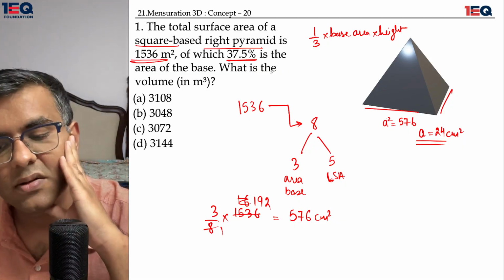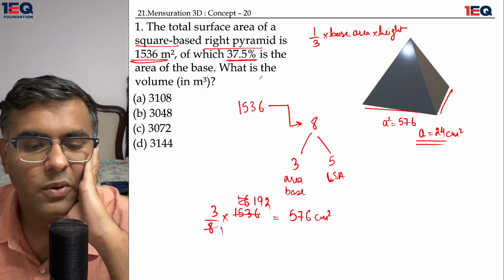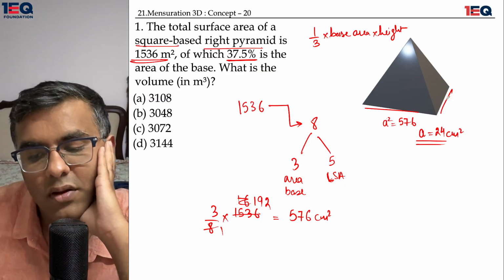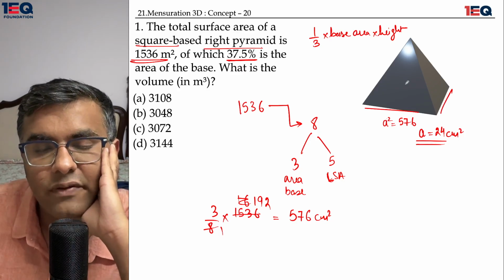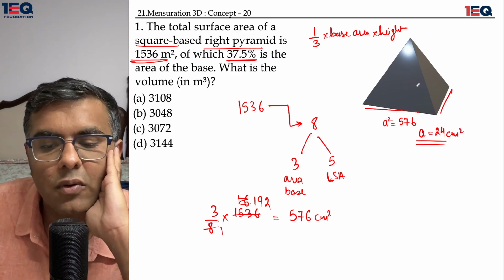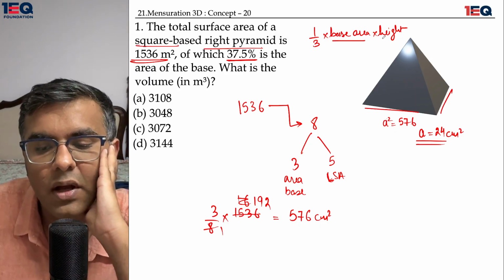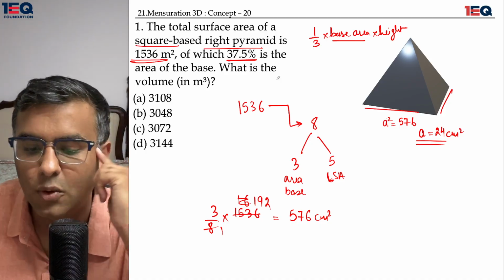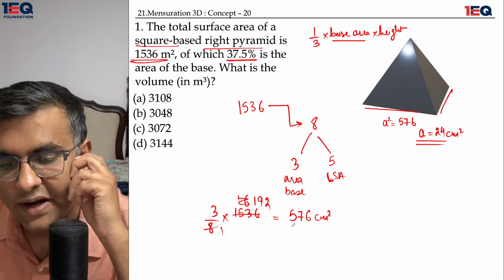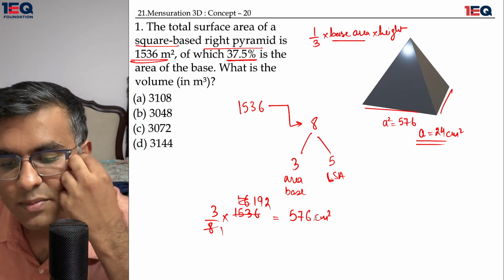Now what is the volume that we're looking at? So if the base is available as 24, I need to find out the volume now. For the volume, I need to have the base area, I need to have the height. Now height is the tricky portion which you need to find out. I could get 576 as the base area.